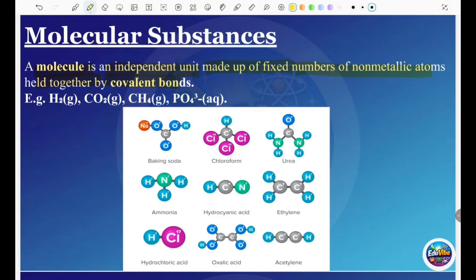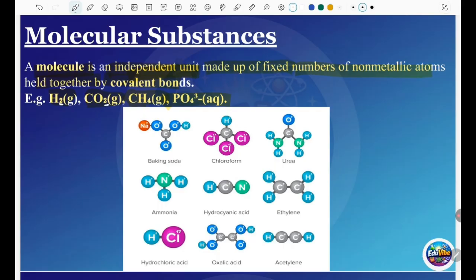So the molecule is an independent unit made of a fixed number of non-metallic atoms, held together by covalent bonds. For example, we have H2 gas, CO2 gas, CH4 gas, and PO4 3- aqueous. These are all forms of molecular substances made of a fixed number of atoms. H2, hydrogen, has two of them only. They don't have three or four.